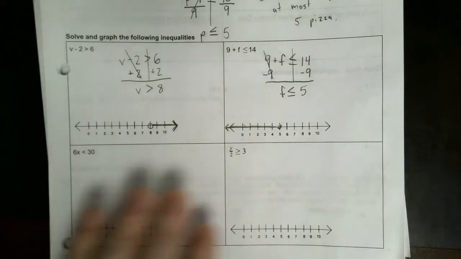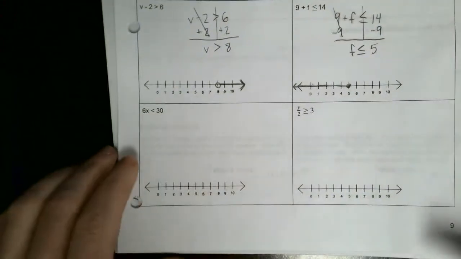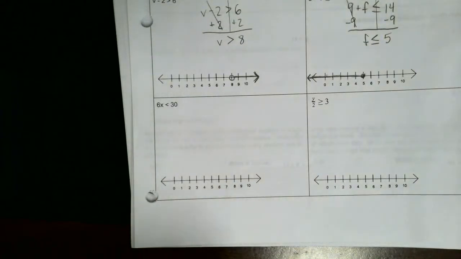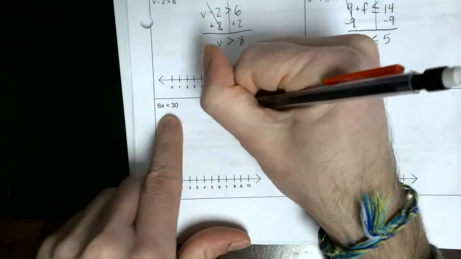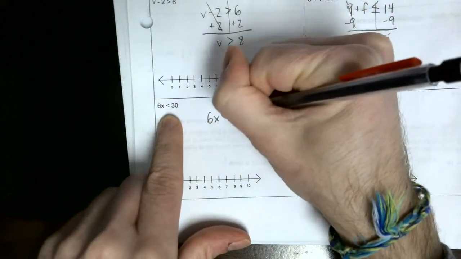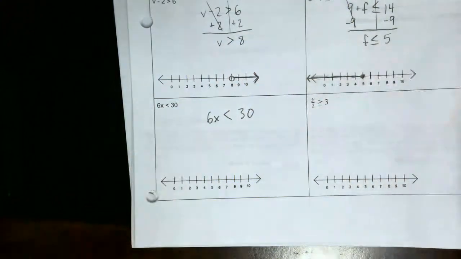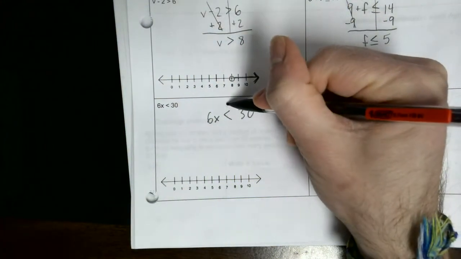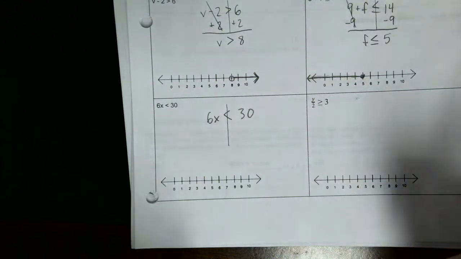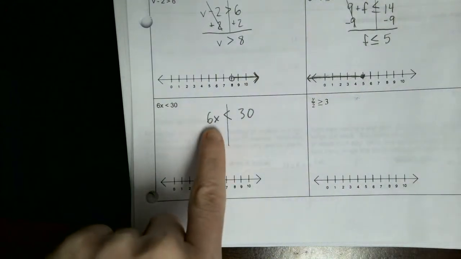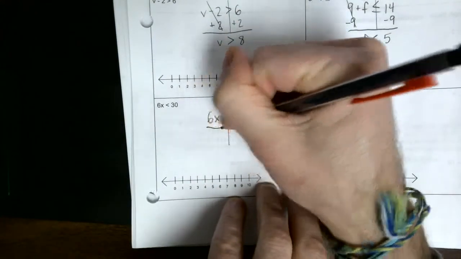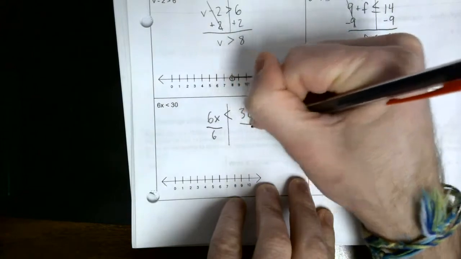Let's try the next one here. So again, you can try these on your own, but you can also do them with me if you're still feeling unsure. 6 times x has to be less than 30. Let's see what would work for x. Okay, the wall. How do we get rid of that times 6? Well, we're going to do the inverse. We're going to divide by 6 on both sides.